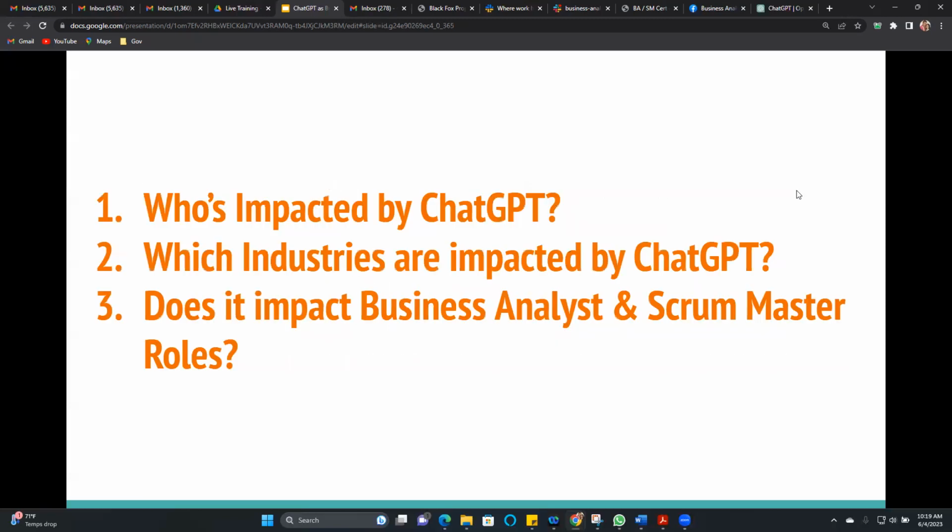Okay, so who's impacted by ChatGPT, what industries are impacted, and how does it impact our roles as a business analyst and Scrum Master? Who's impacted generally? I'm seeing lots of marketing teams, lots of companies or roles that require proposal writing or grant writing may be impacted. Lots of marketing companies that create content like email campaigns or social media campaigns.